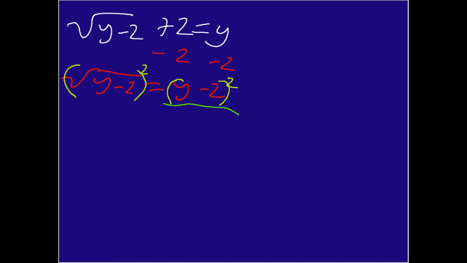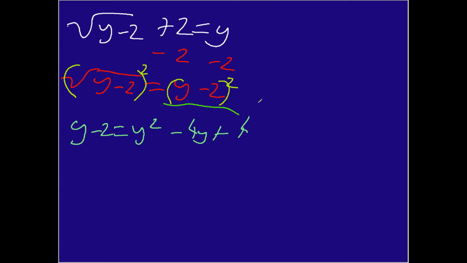Now, when we square this, on the left-hand side, the square root is canceled out, so I have y minus 2. And then to the right of the equal sign, I'm going to use the binomial square tool to simplify this in a quick manner. So I end up with the following: y squared minus 4y plus 4. That's what I get.